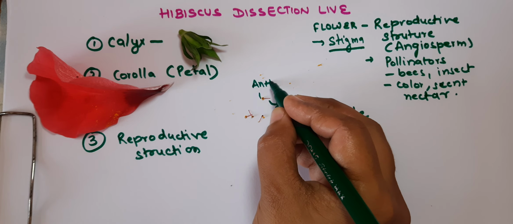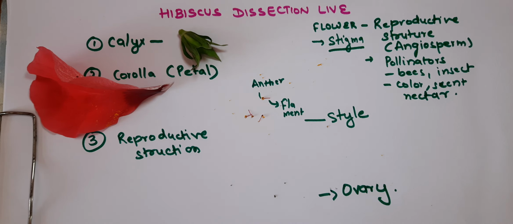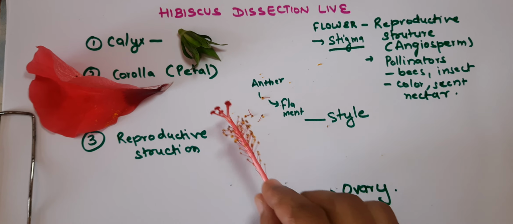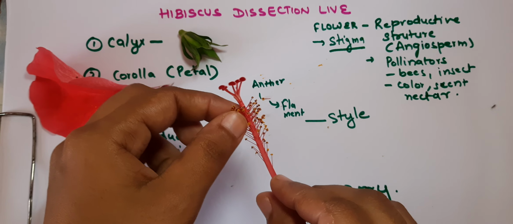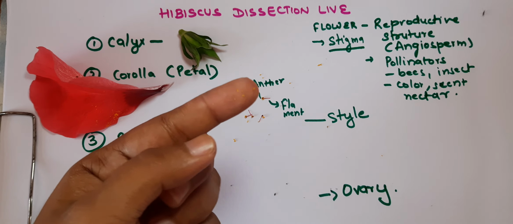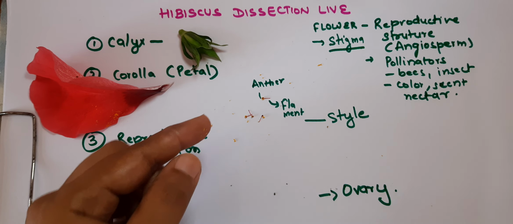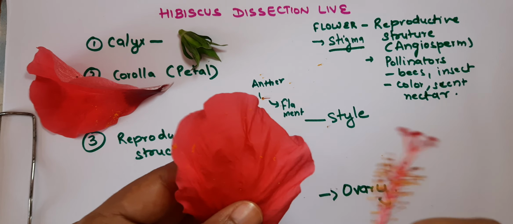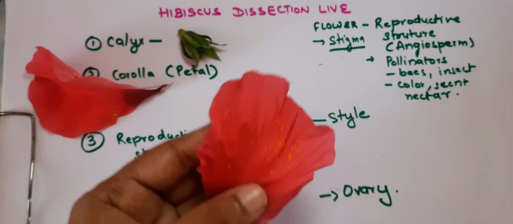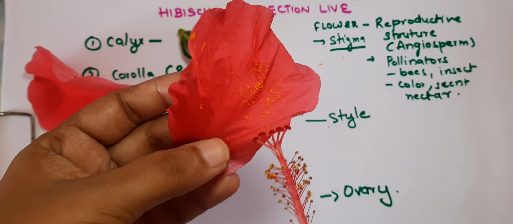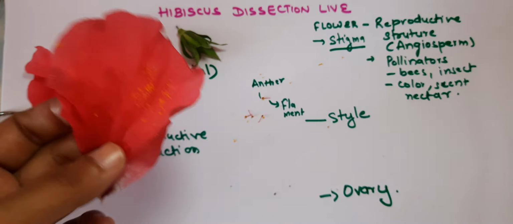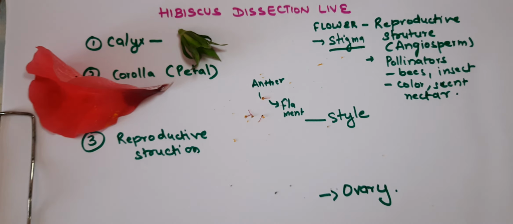So the anther will produce the pollen grain. If I dust it, you can see some yellow powder on my hand. For making it more clear, I will just rub it off on the petal. So this yellow thing is the pollen.